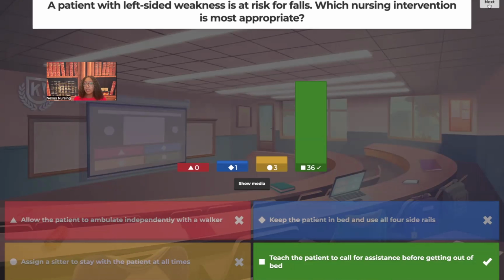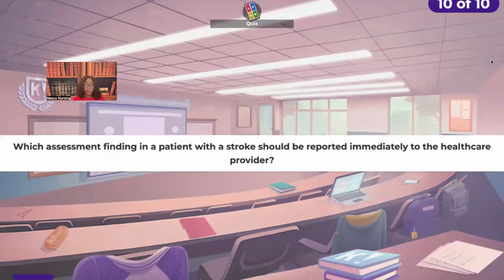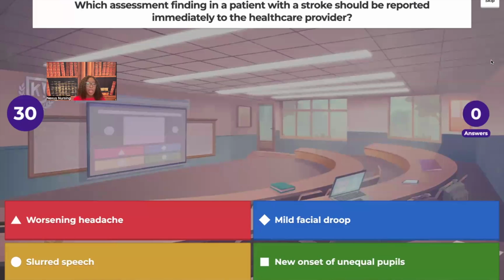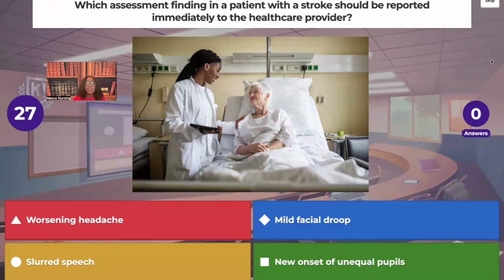All right, one more question. Which assessment finding in a patient with a stroke should be reported immediately to the healthcare provider? Worsening headache, mild facial droop, slurred speech, or new onset of unequal pupils? Again, which assessment finding in a patient with a stroke should be reported immediately to the healthcare provider? Worsening headache, mild facial droop, slurred speech, new onset of equal pupils.